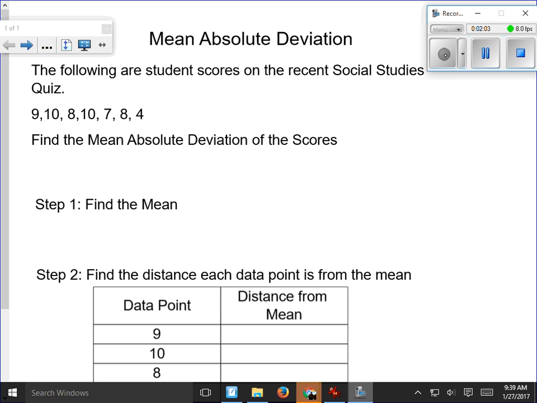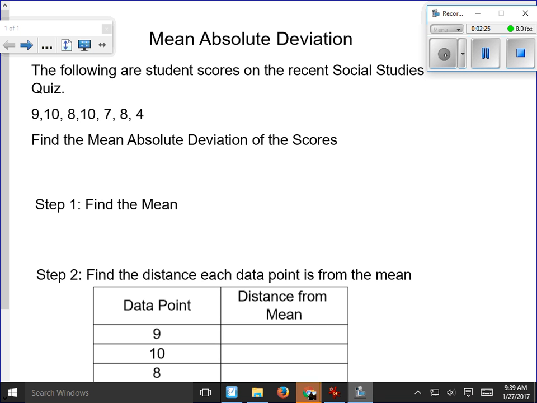If I have numbers all over the place, let's say I have a 10, and then a 2, and then a 7, and a 4, and then a 7, and then a 1, and then a 10, and a 0, that means those numbers aren't consistent. They're all over the place, right? My mean absolute deviation is going to be bigger.